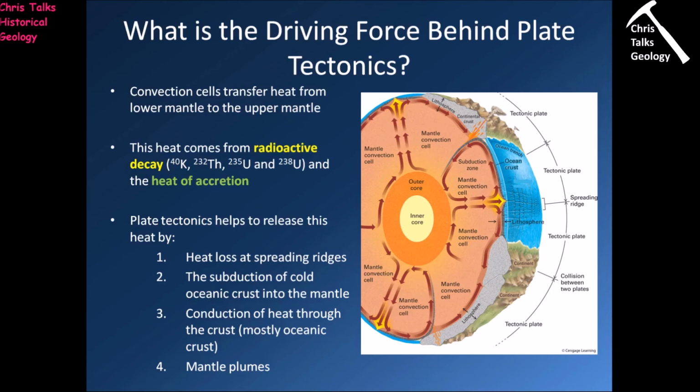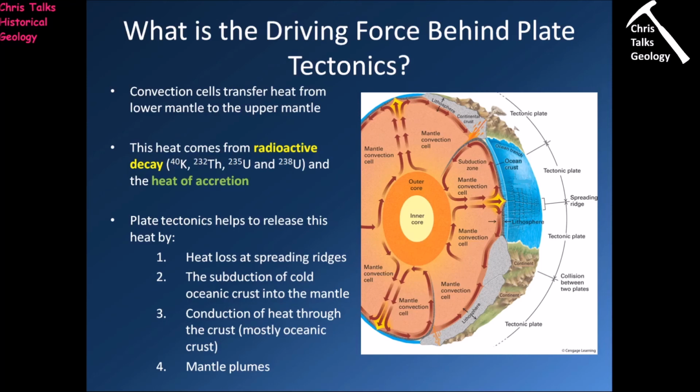There's lots and lots of heat in the Earth's interior, and that heat comes from two sources. The first one is the obvious one, radioactive decay. The Earth's mantle is absolutely stuffed with radioactive isotopes, things like potassium-40, thorium-232, uranium-235 and uranium-238. These isotopes are constantly breaking down, decaying radioactively, and as part of that process they release huge amounts of heat.